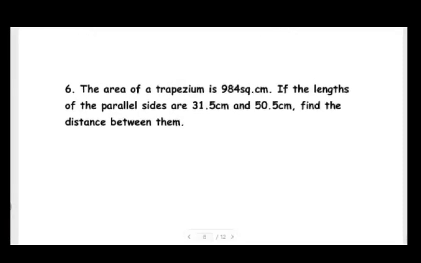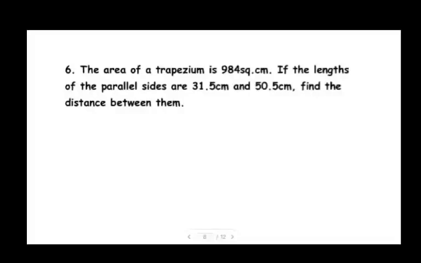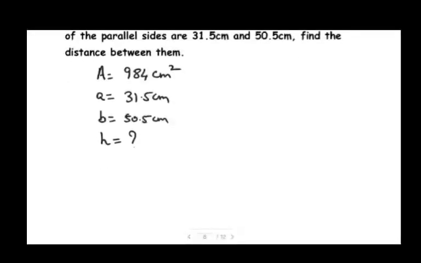Next sum. The area of a trapezium is 984 square centimeters. So area is equal to 984 centimeters square. If the lengths of the parallel sides are 31.5 centimeters and 50.5 centimeters, find the distance between them. So A, shorter side, 31.5 centimeters, B, longer parallel side, 50.5 centimeters. They want the distance between them.